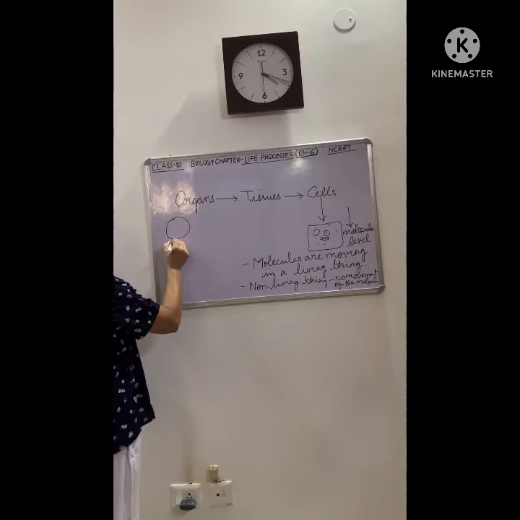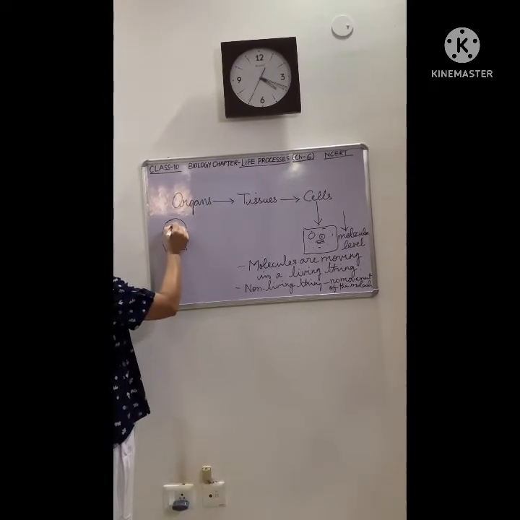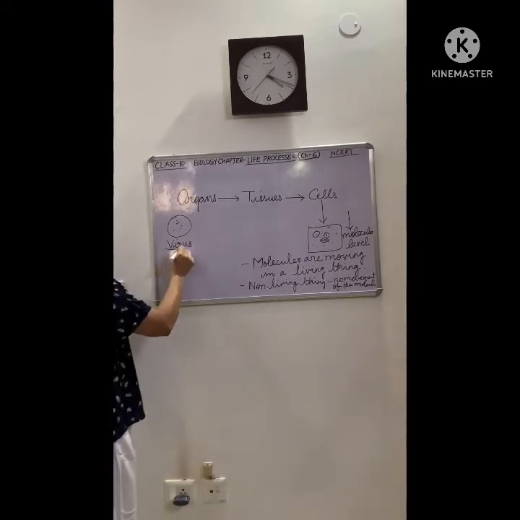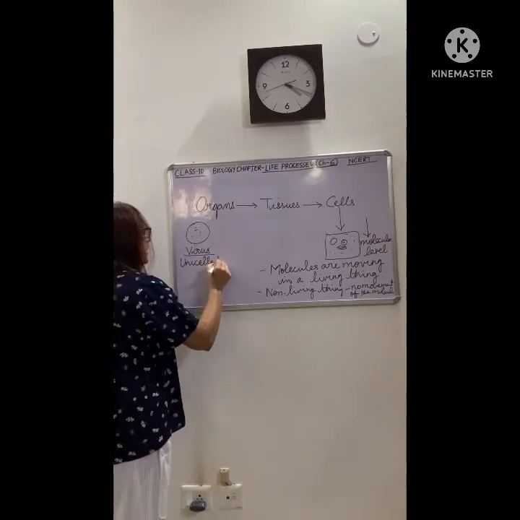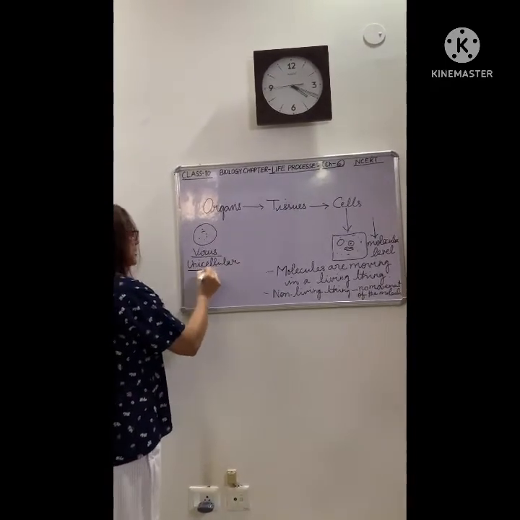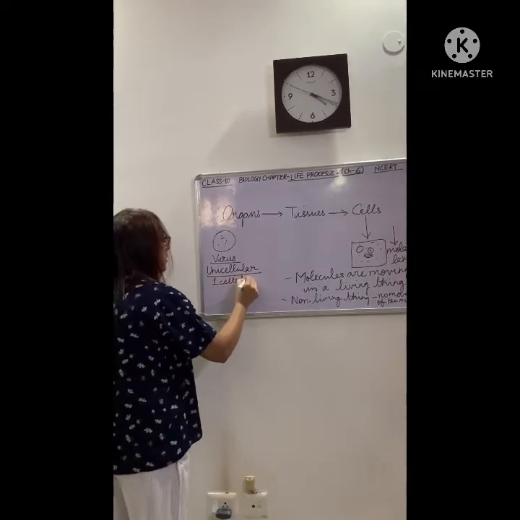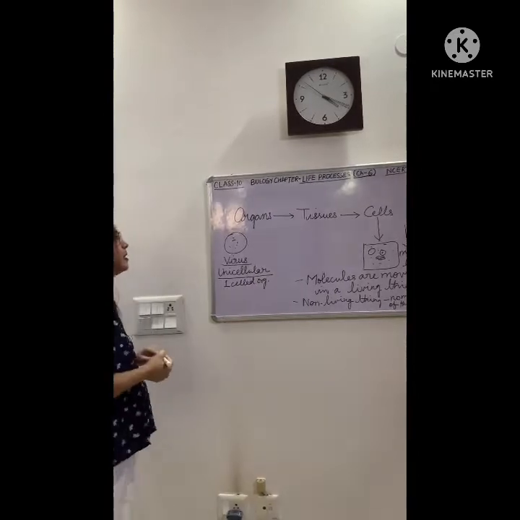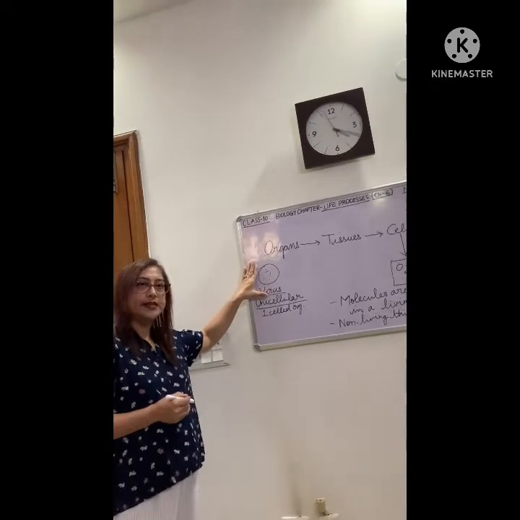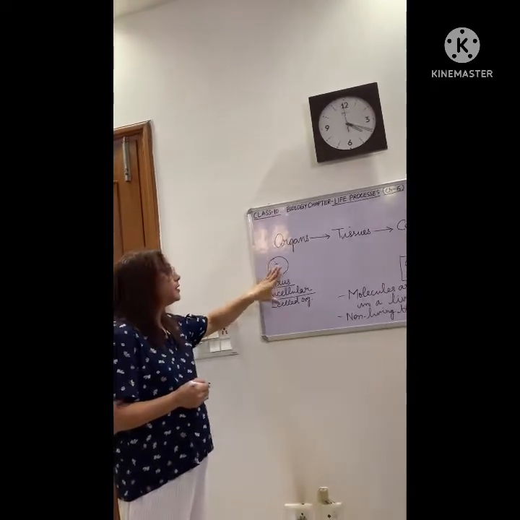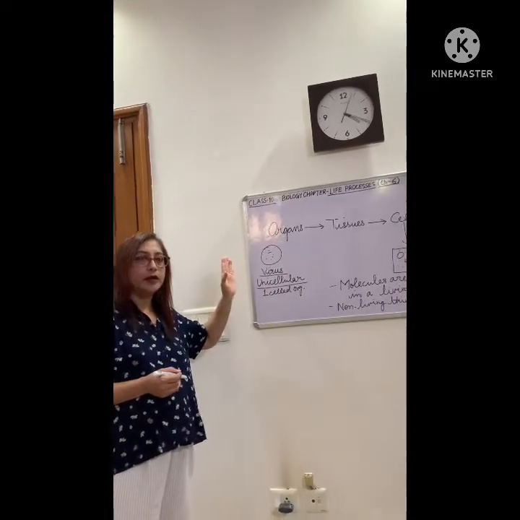You know, children, have you heard of the term virus? This is a virus. The virus is unicellular, that is, it is made up of a single cell. It is a one-celled organism. So if you see a virus under a microscope, the molecules are not moving.